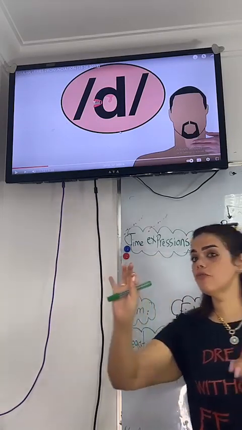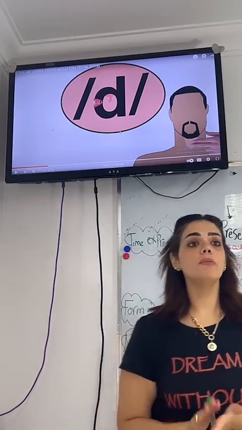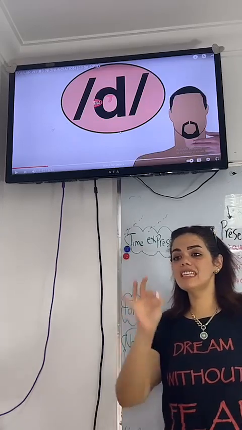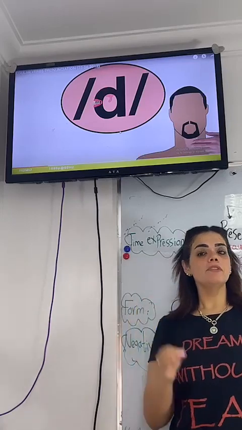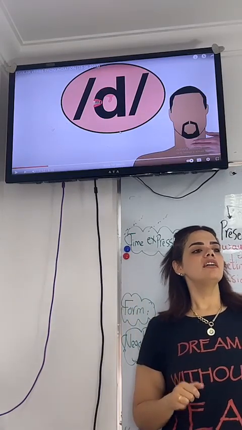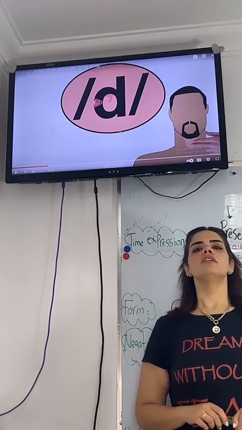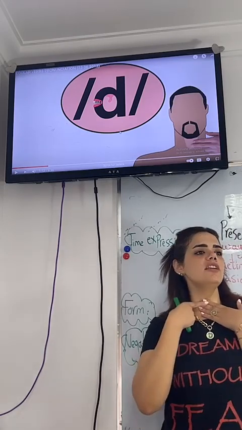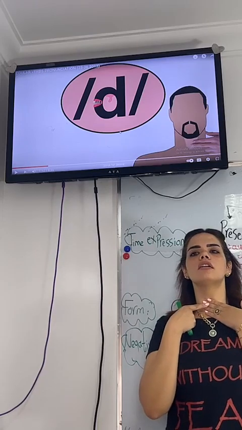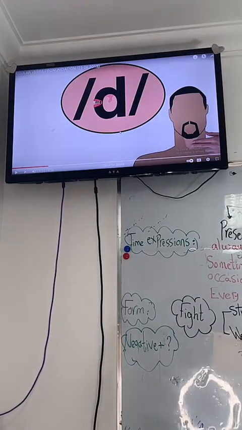Listen well. This is very important. If the verb ends with a sound that doesn't make a vibration in your throat, and we add ed, the ed is going to be pronounced like a T, like walk, walked. We don't say walk-ed, we say walked. Why? Because for the verb walk, is there a vibration here? No. So after we add the ed, it's going to be walked. Okay?